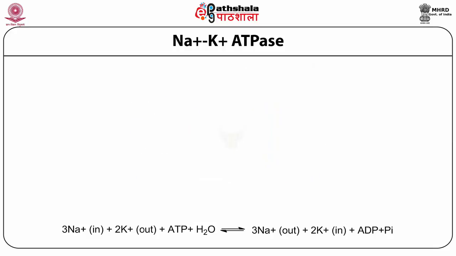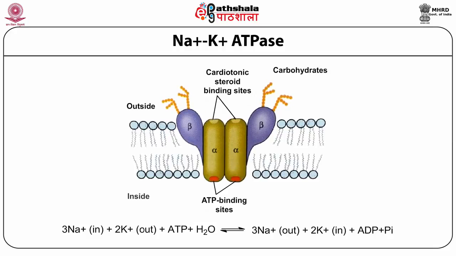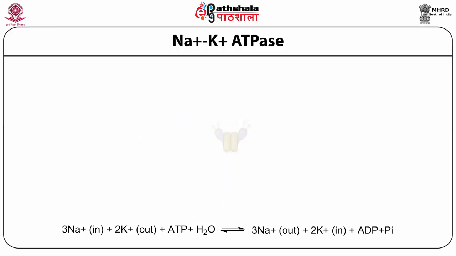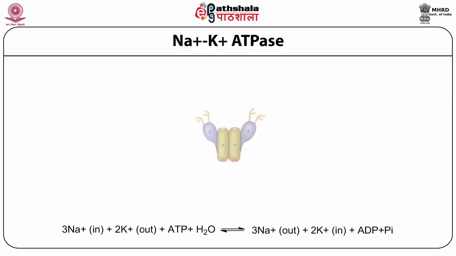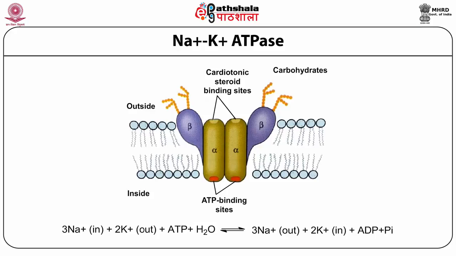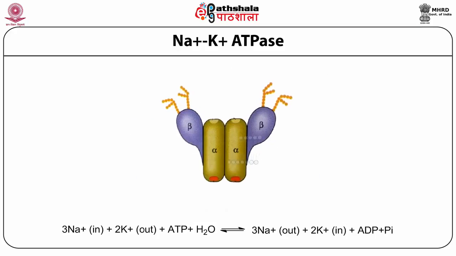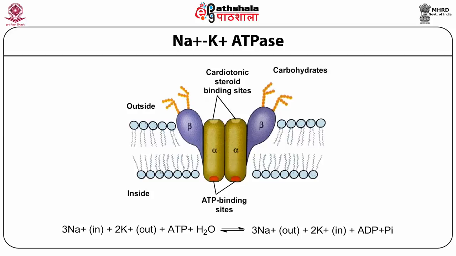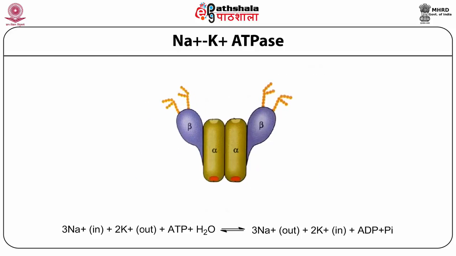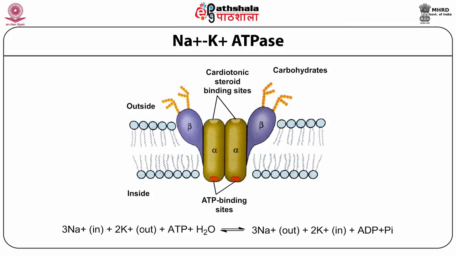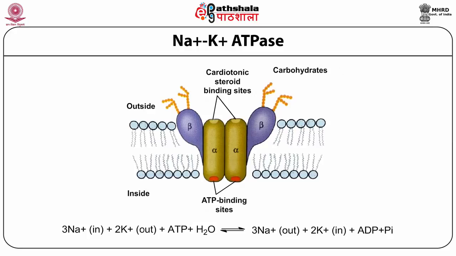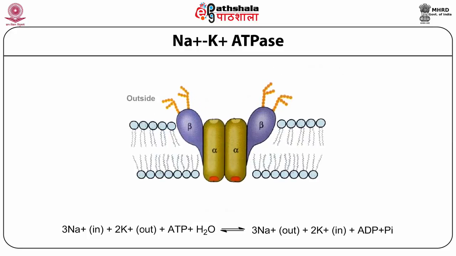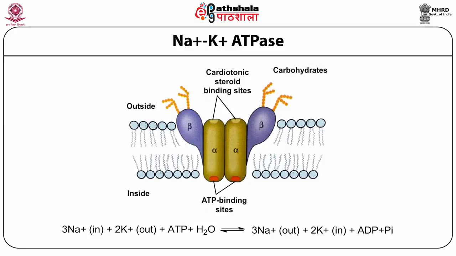The hydrolysis of one ATP molecule is accompanied by phosphorylation of the aspartate residue in the protein. The resulting conformational change leads to 3 sodium ions pumped out and 2 potassium ions pumped in across the plasma membrane. Both ions move against the concentration gradient, so it is active transport and requires energy in the form of ATP hydrolysis. The ATP hydrolysis and the pumping of ions in opposite directions is a coupled system. Either phenomenon cannot occur in isolation.